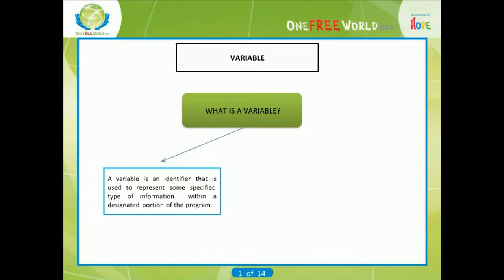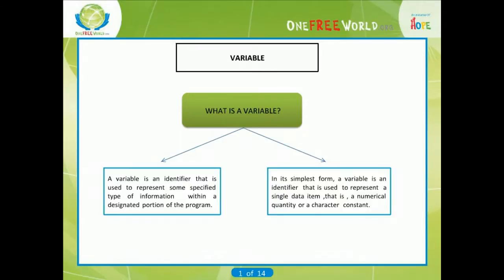Hello. In this unit, we are going to talk about variables. What is a variable? A variable is an identifier that is used to represent some specified type of information within a designated portion of the program in its simplest form.